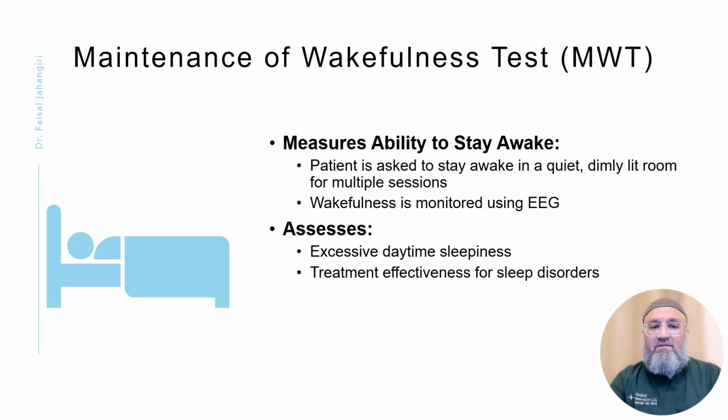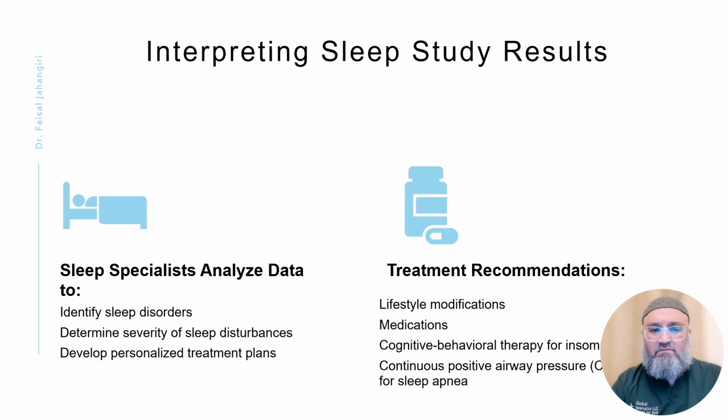So the third test is the maintenance of wakefulness test, or MWT. It measures the ability to stay awake. We are trying to see how long a person can stay awake. The patient is asked to stay awake in a quiet room with dim light for multiple sessions, and wakefulness is monitored using EEG. EEG is a very good assessing tool for the stage of sleep. So this test assesses excessive daytime sleepiness and is used for treatment effectiveness for these sleep disorders.